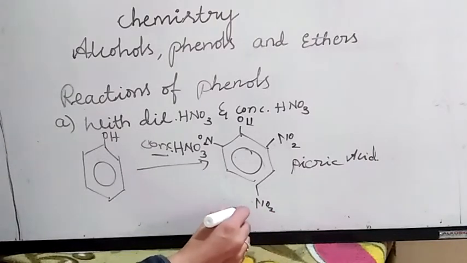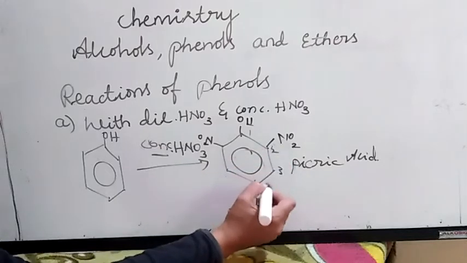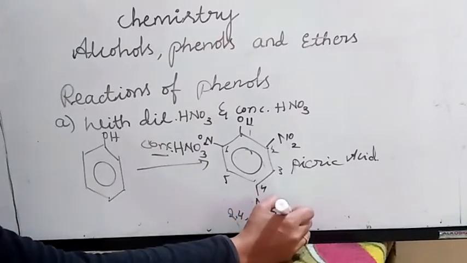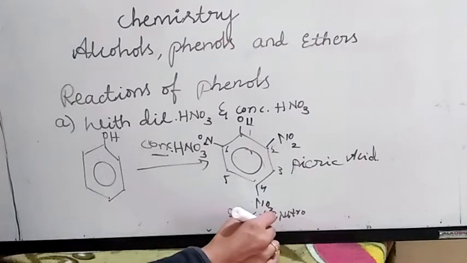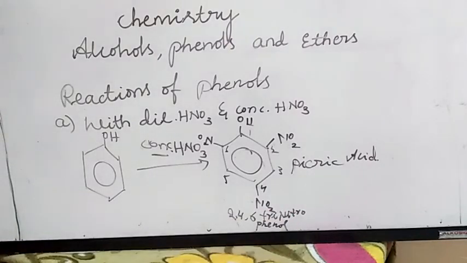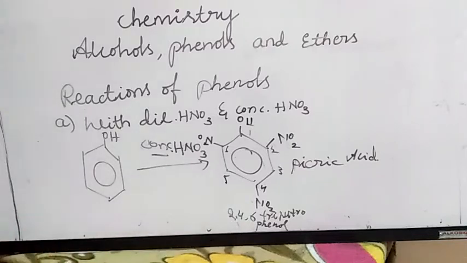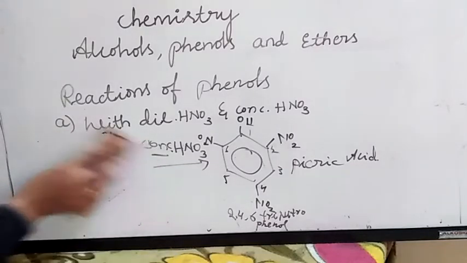This is 2, 4, 6 trinitrophenol; see, 1, 2, 3, 4, 5, 6. This is about when we treat phenol with concentrated HNO3. What do we get? Picric acid. What is another name of picric acid? You have to write 2,4,6 trinitrophenol. It is a very repeated question. You have to practice all the reactions.